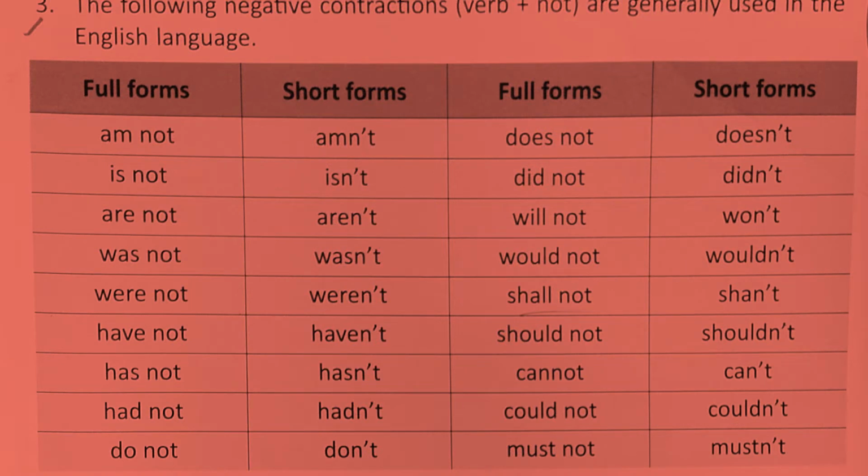See the following negative contractions, verb plus not, are generally used in the English language. Like, we can see am not, is not, are not, was not, were not, have not, has not, had not, do not. All these full forms are converted into short forms and are used in our English language. So this is very important for you to learn these full forms and short forms.